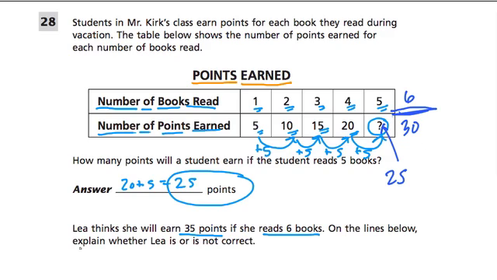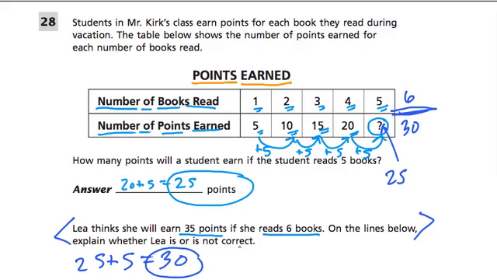And if you're explaining why this is wrong, you could say something like, well, it's going up by 5 each time, and she had 25 points at 5 books, so she'll have 25 plus 5 points when she reads 6 books. So she'll have 30 points. You could talk about that.